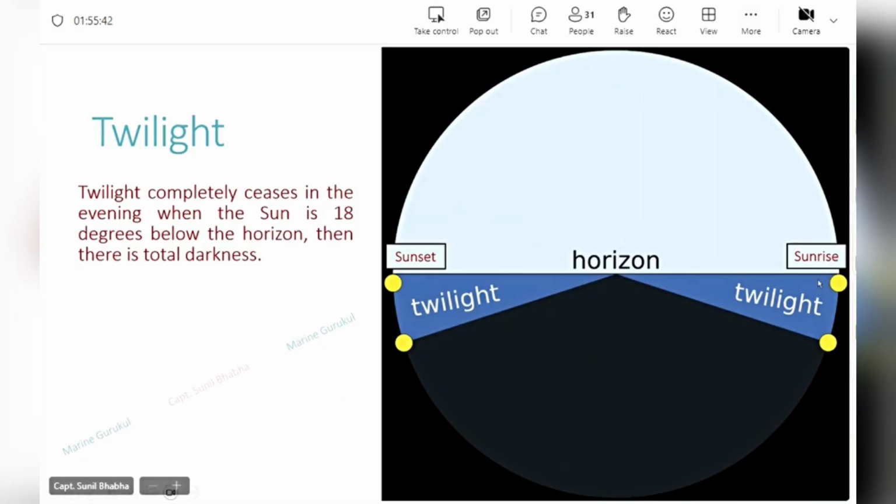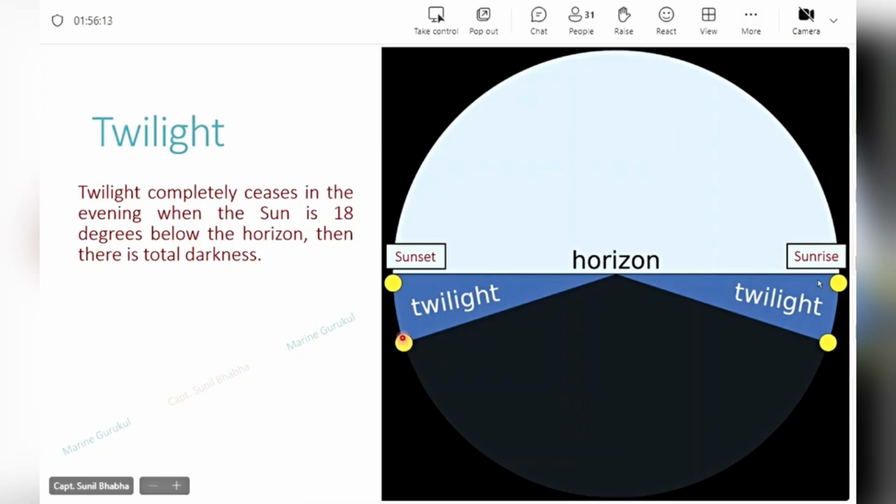Now in the evening, when the sun sets, till the time the sun is there in the sky, we receive the sunlight. Now after the sun has set, we do not have any sunlight. What we receive now is the twilight. The twilight is available to us till the time the sun goes 18 degrees below our horizon. So you can consider this 18 degrees as a negative altitude of the sun.